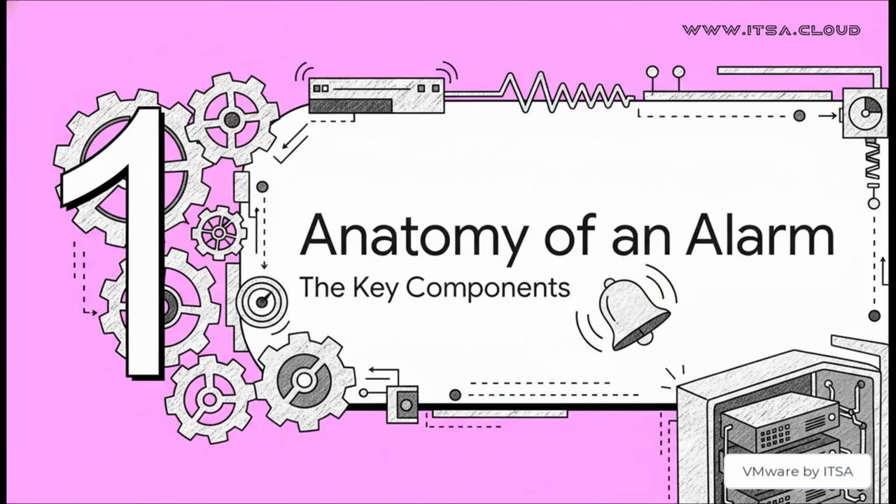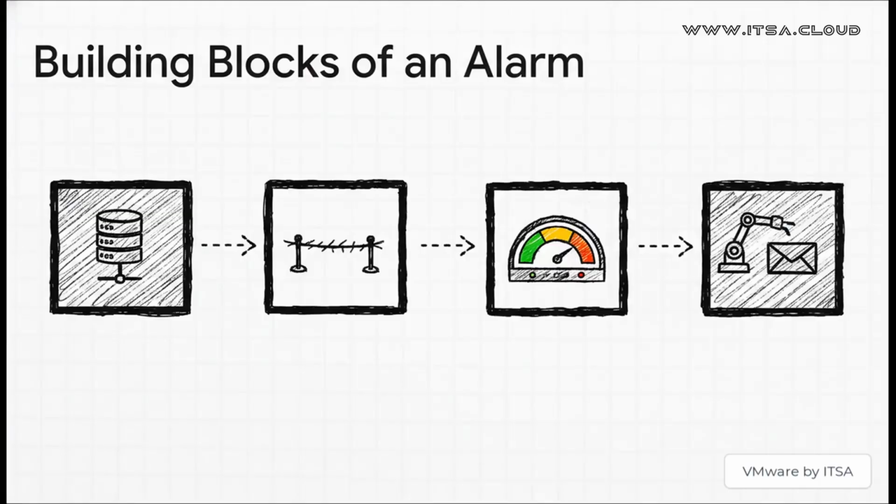Okay, to really get how powerful these are, we need to pop the hood and look at the engine. So let's break down the anatomy of an alarm and see what actually makes it tick. Every single alarm you'll ever create is built from four basic parts. You've got the object you're watching, the trigger that actually sets it off, the severity that tells you how much you need to worry, and finally, the action that happens next. Let's dig into each of these.